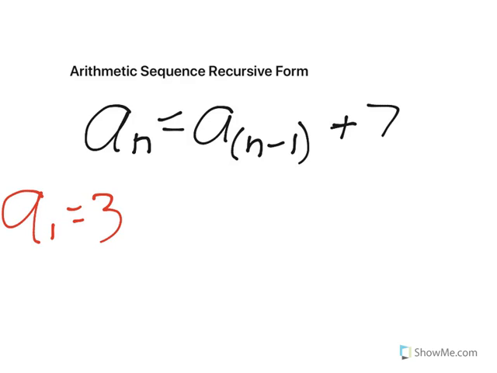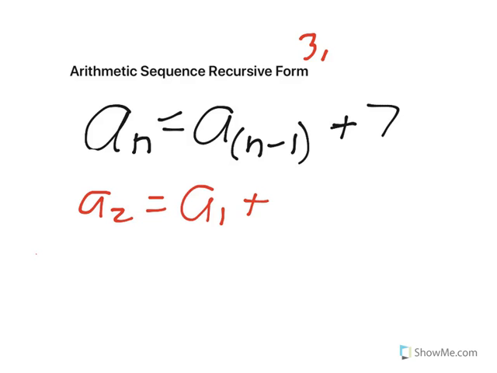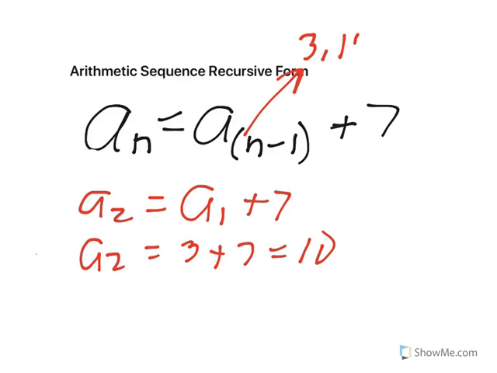Well, you know the first term is 3 because I've told you that. So let's put that 3 up here. Now I'm just going to erase this to get it out of the way. Now I want to know, what is a sub 2? A sub 2 is equal to a sub n minus 1, but n is 2, so 2 minus 1 is 1, so it is equal to a sub 1 plus 7. And we already know a sub 1 is 3, so a sub 2 is 3 plus 7, which is 10. So now we know the second term is 10.